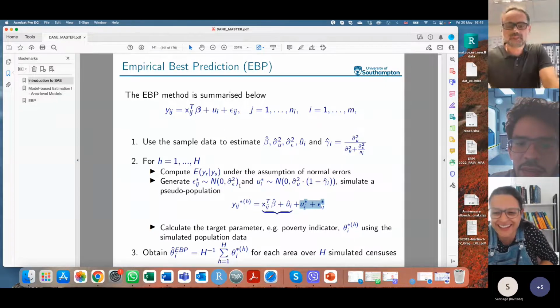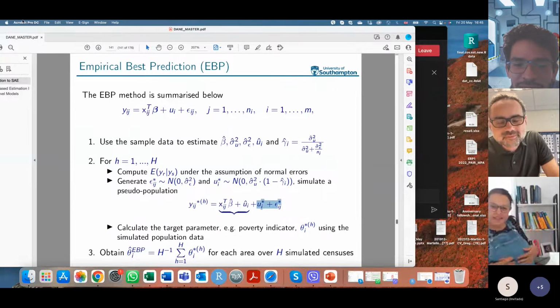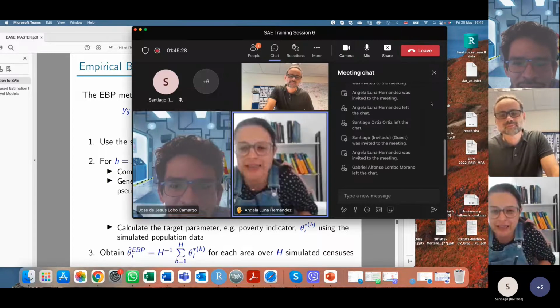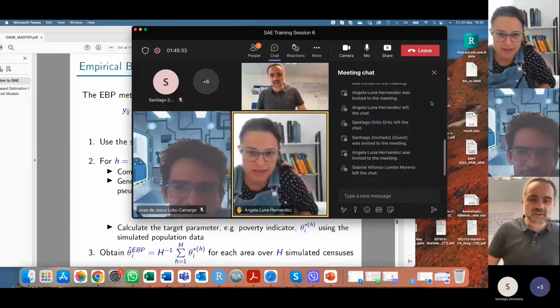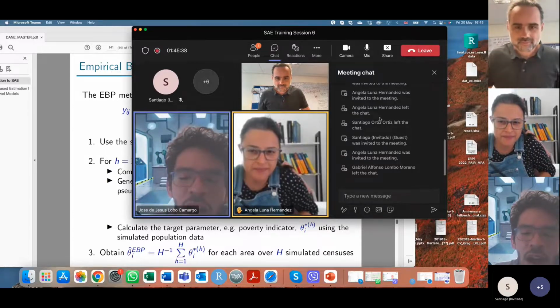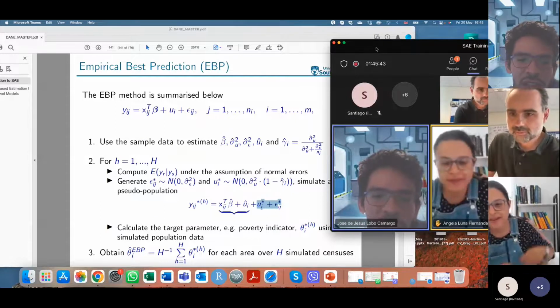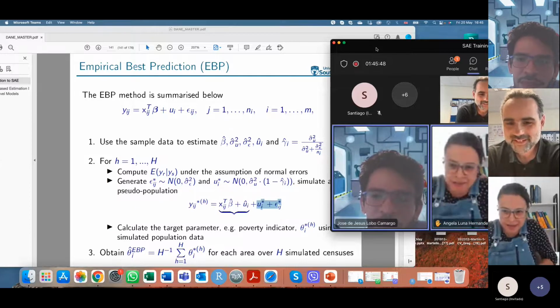Can I say something? Yes. So individuals are J. The individuals are represented by J. You have individual J living in area I. So how do you assign the epsilon to individual J? How do you know when you sample from the normal distribution? Let me try to jump in there a little bit to see if it helps.